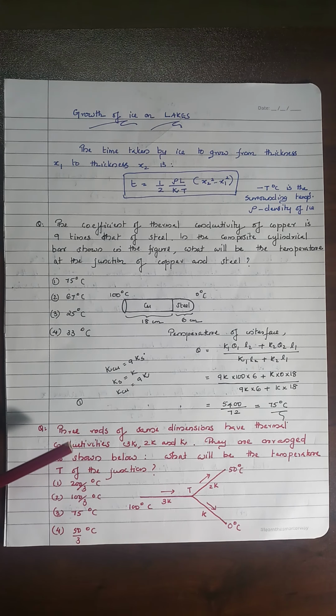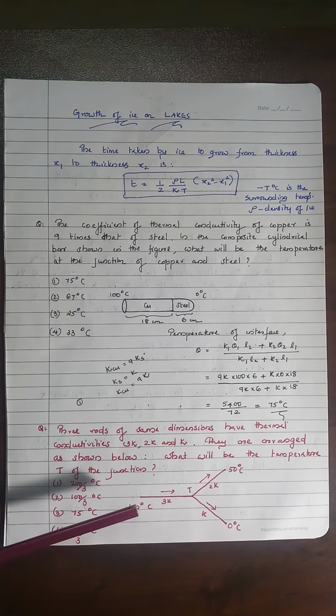And here, the next question, a good question. Three rods of the same dimensions have thermal conductivities 3K, 2K and K. They are arranged as shown below. What will be the temperature T of the junction? Look at the figure.